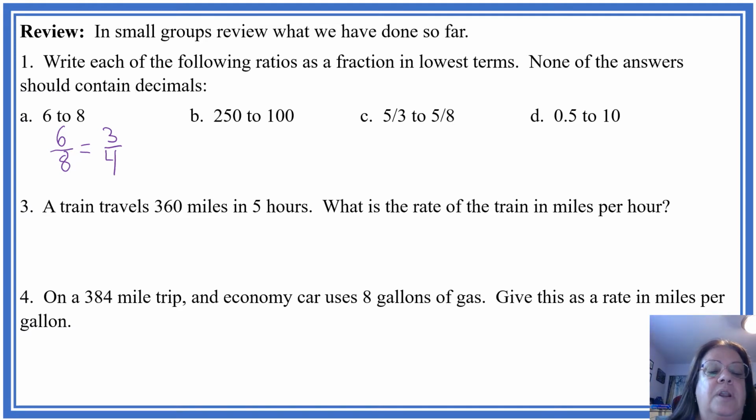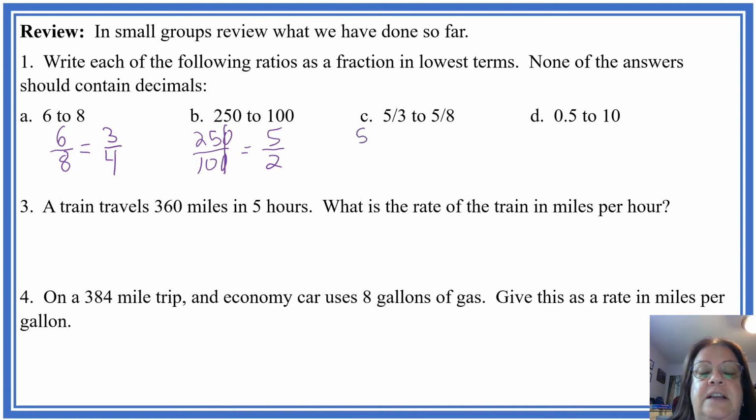Okay. So we're doing fractions. 250 over 100. Well, I can get rid of the zeros. And now they both have 5. So I take a 5 out of 25, I get 5. 5 out of 10, I get 2. Okay, so it's a 5 to 2 ratio.